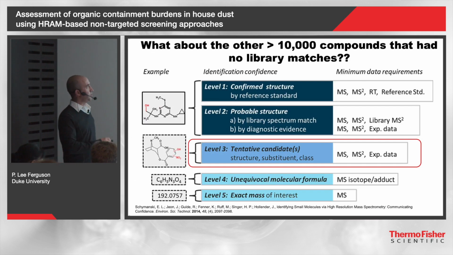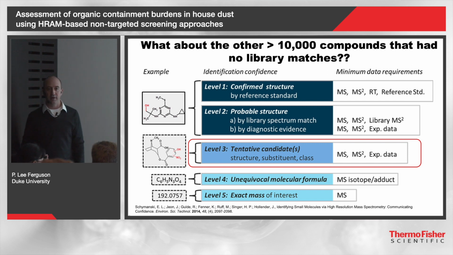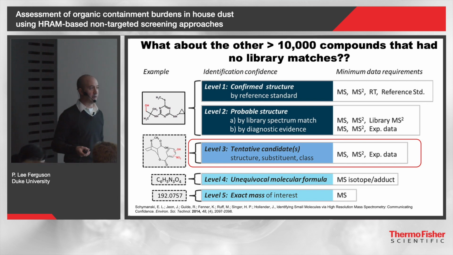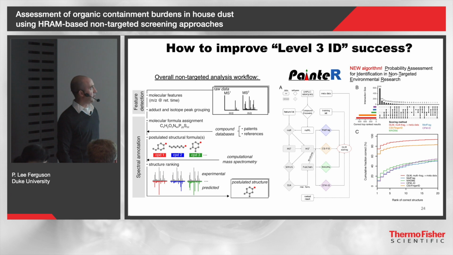Okay, so what do we do with the other 10,000 compounds in our data set that had no library matches, right? So we still have 10,000 compounds even after dereplicating. So what do we do with those? Well, so then we're looking at this sort of level 3, and this is kind of the Wild West, right? And this is what we were talking about with MZ Logic and the other tools. So we take a little bit of a different approach to this.